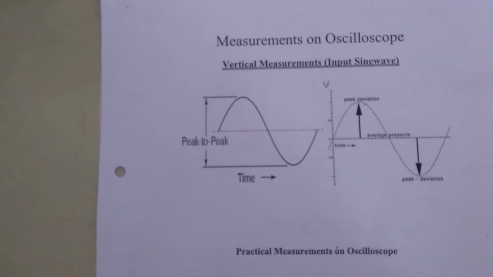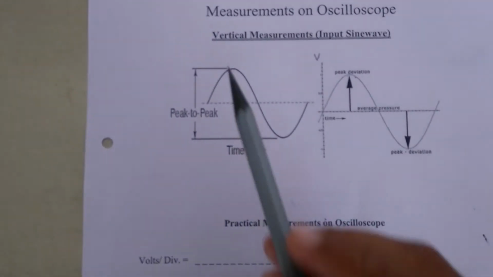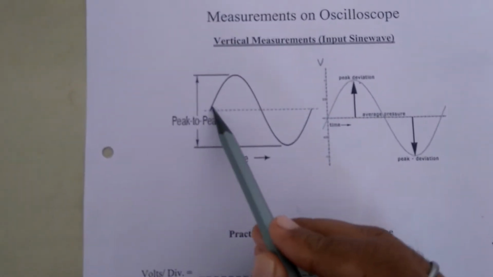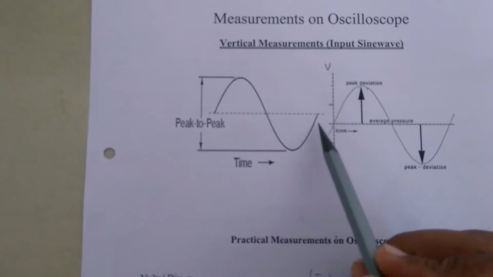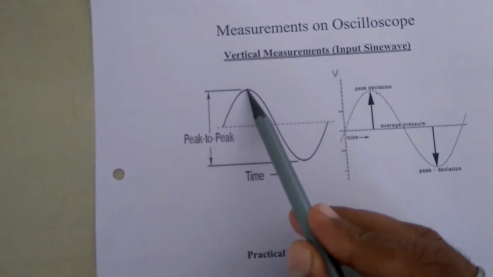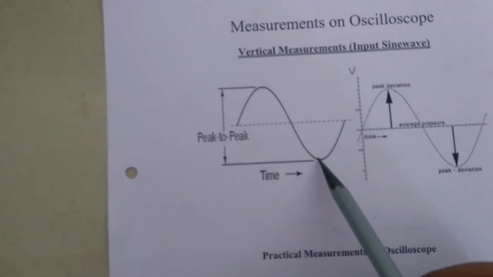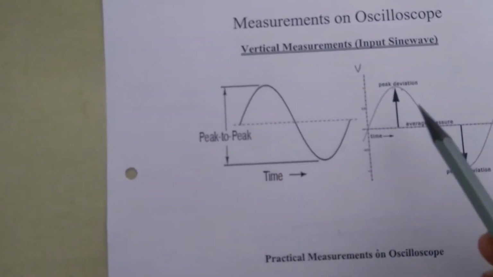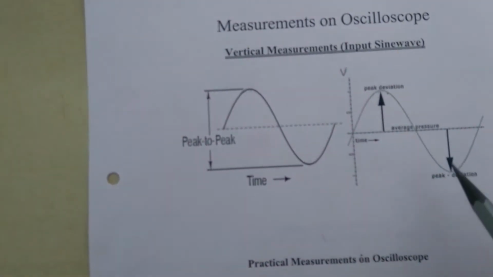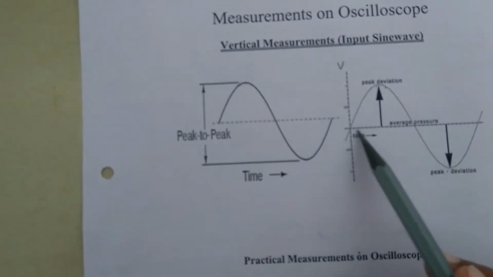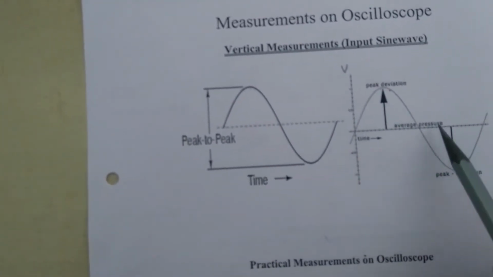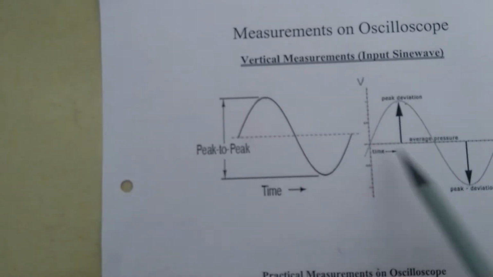Now we have to find the amplitude for the sine wave. Here you can see that this is a sine wave, and this is one peak. This is the second peak. We have to find the peak to peak value. This is the peak deviation. This is the average pressure, and this graph is drawn on voltage versus time.